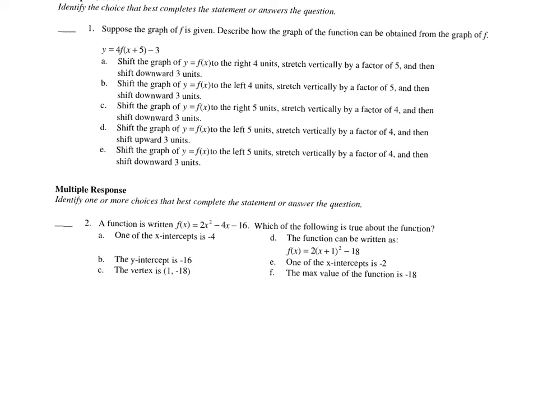Alright guys, number one is just your transformations, so you can take a look at your notes for that. Number two here, it's kind of just asking about everything, so you can start with whatever you want first. So the vertex, you're going to do x equals negative b over 2a, so that will be an x value of 1, and then your y value, you're going to plug that in.